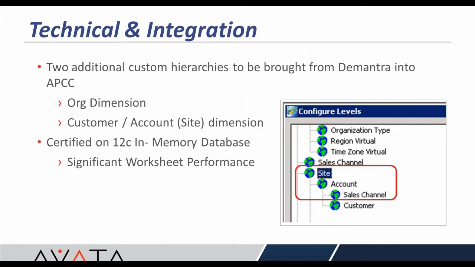From a technical and integration perspective, like I said earlier, they've added 2 additional custom hierarchies that you can take from Demantra to APCC, the org dimension and customer account level. They've also certified it on 12C in-memory database. This also will have good, significant performance improvements for the in-memory consumption-driven planning as well.